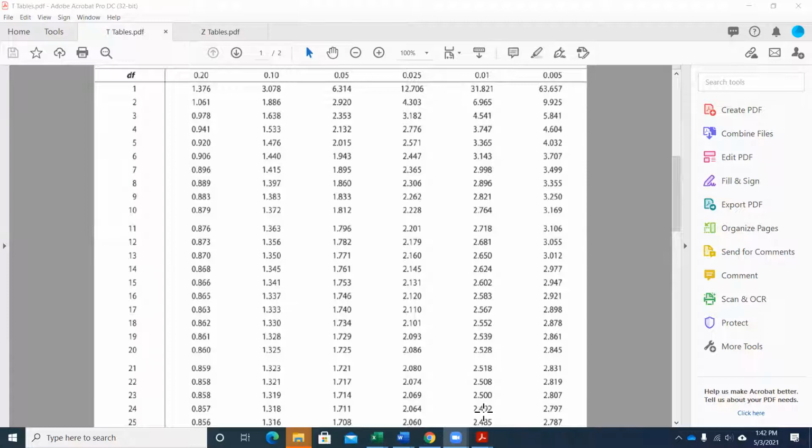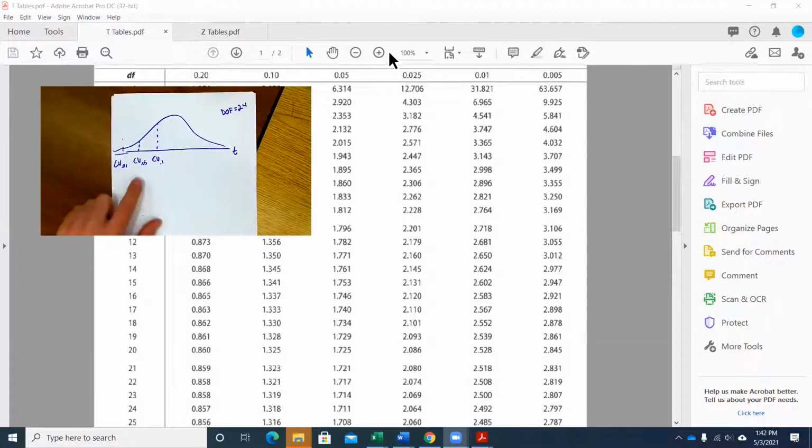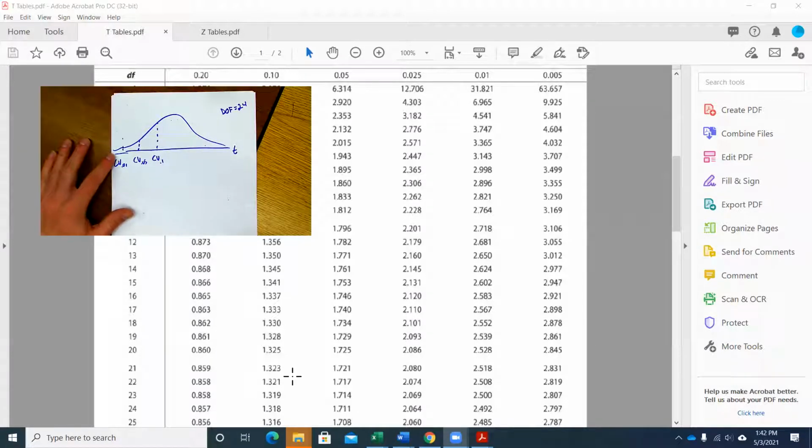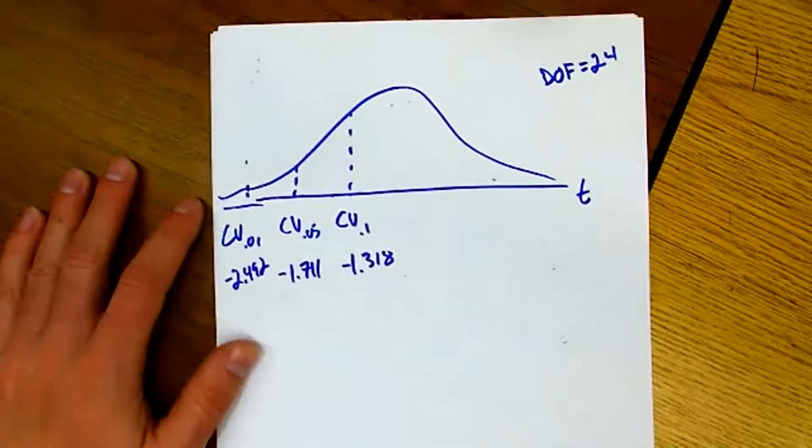The problem is, if I answer those as my critical values, I'll be wrong because I've got a left-tailed test. So it's going to be those same values, but negative. What was the last one? Negative 2.492. Okay. So it's going to be those same three values, but for that left-tailed test, they'll be negative.